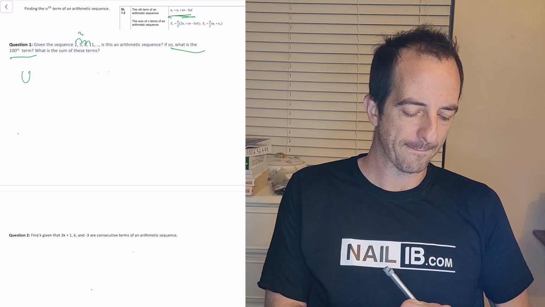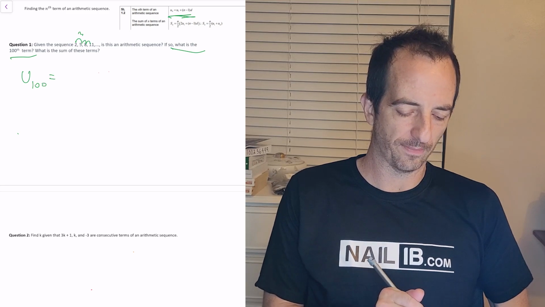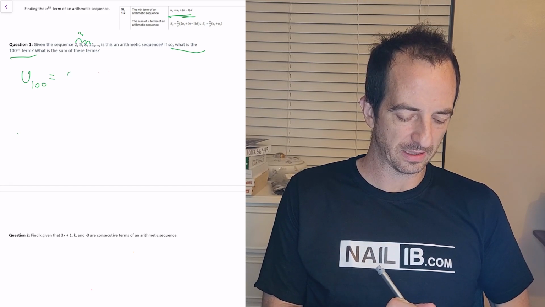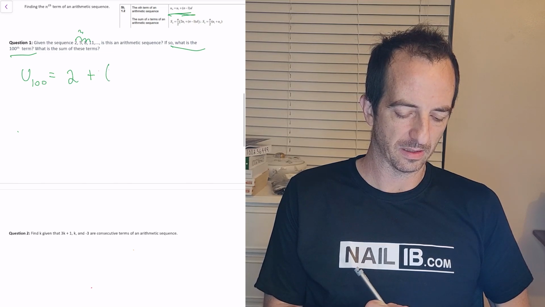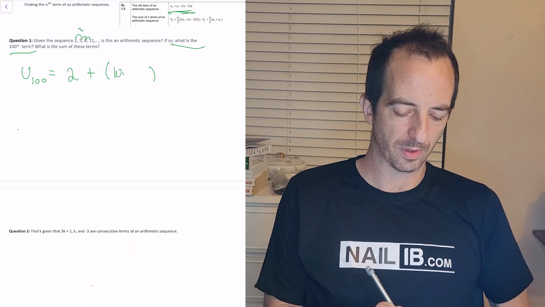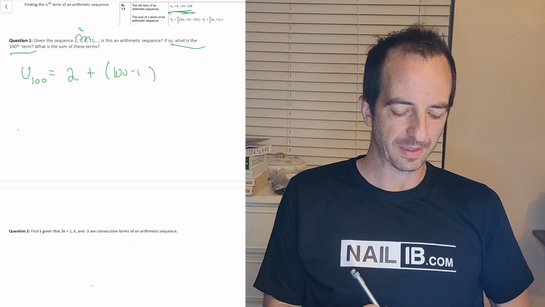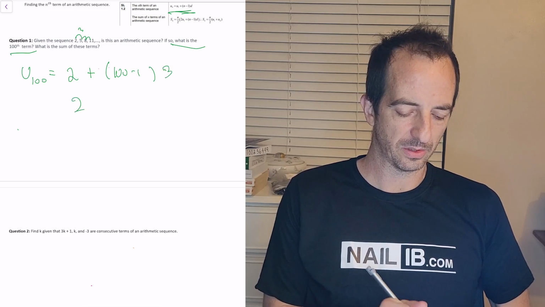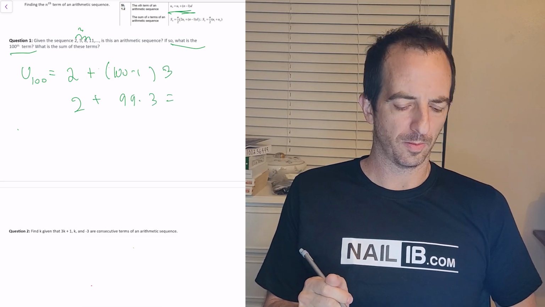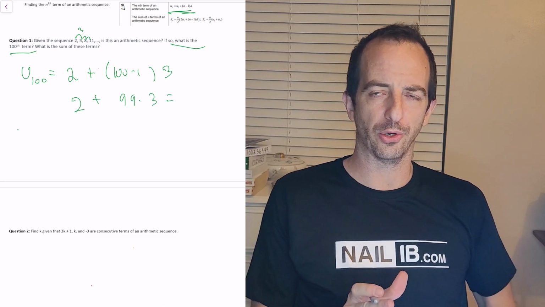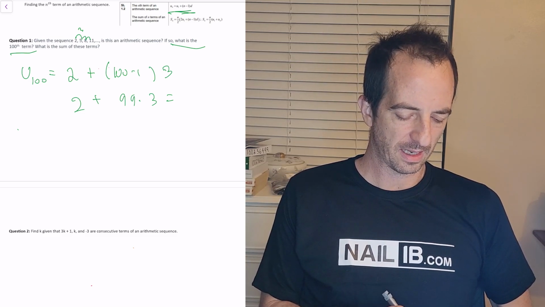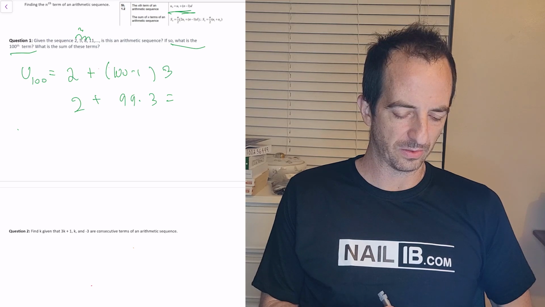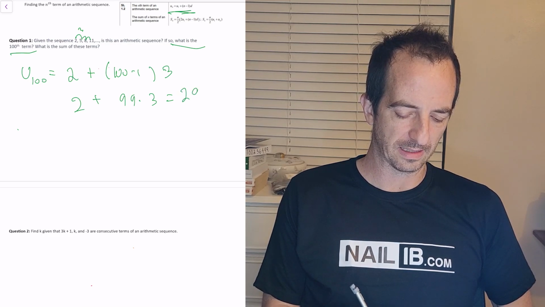So U100 is equal to U1, which is in this case 2, plus n minus 1, so that's 100 minus 1, or 99, times that common difference, which is 3. 2 plus 99 times 3 is equal to, assuming this is a paper 1 question and you don't have access to a calculator, we would have to do this ourselves. Let's see, 270, 297. So this will come out to 299.